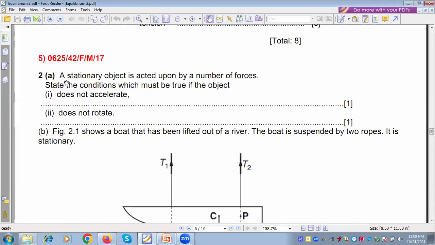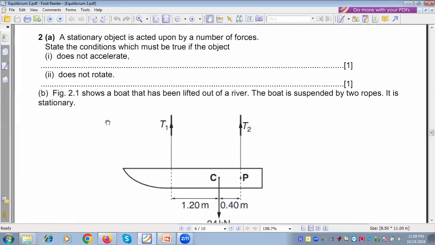Next, question number 5, 0625, variant 42. This is February March paper 2017. This is a stationary object which is acted upon by a number of forces. State the condition which must be true if the object does not accelerate. Means resultant force should be 0. Does not rotate, resultant moment should be 0. Okay, so this is the same condition which we have been writing in previous answers.